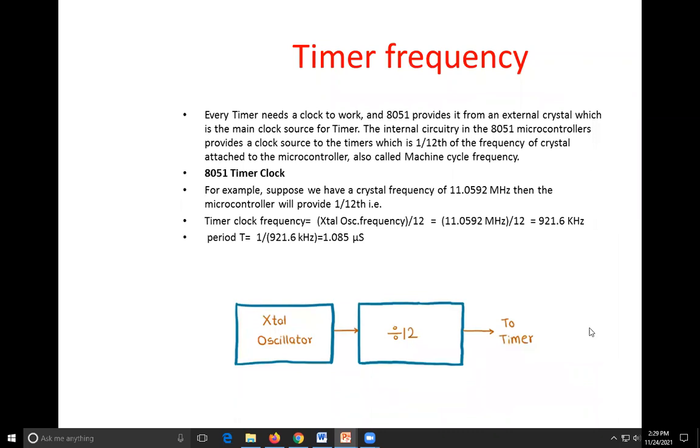Then the timer clock frequency is given by your crystal frequency divided by 12. You have to create a frequency, and this frequency is given to our timer. You have to calculate the period by dividing by the frequency. So this is the timer frequency.